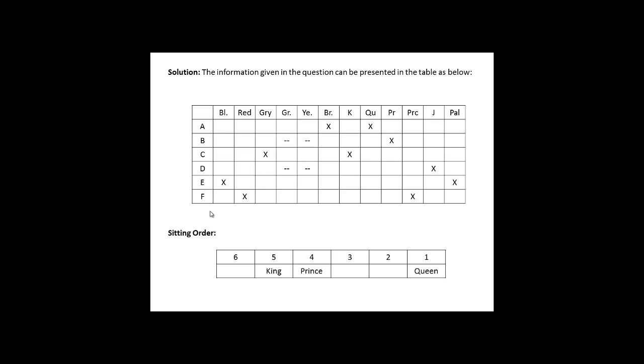Also here we have been given the seating order from 1 to 6. So first is the queen, we don't know 2 and 3, fourth is prince and 5 is king. This is all based on the conditions provided to us. So I would again request you to write down the conditions in a rough sheet, and then you can fill the table very easily.